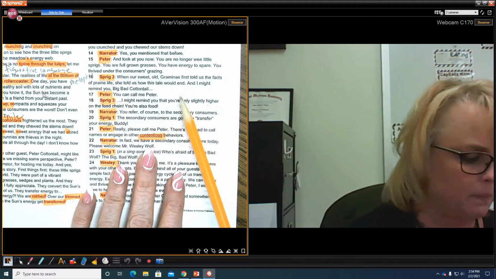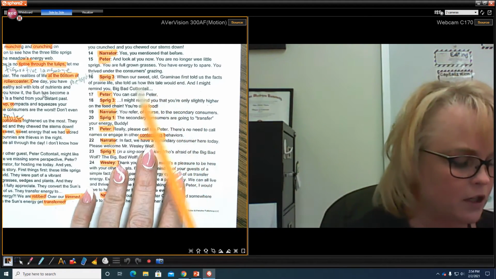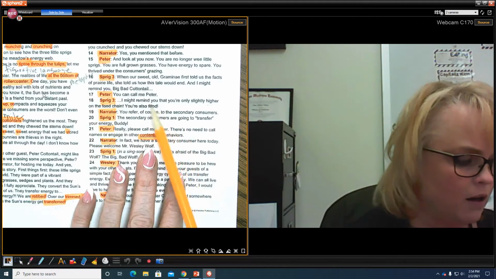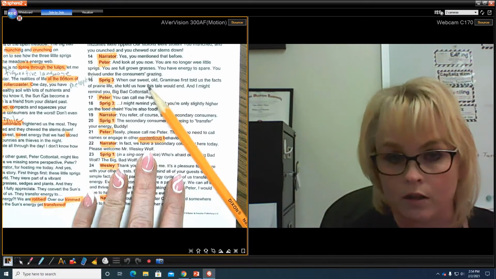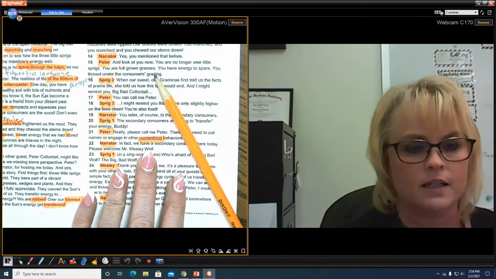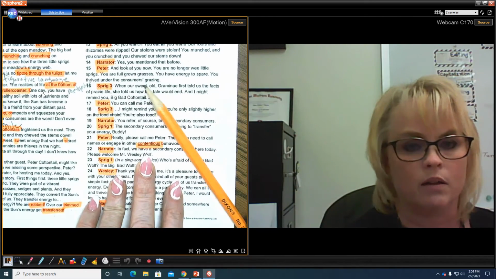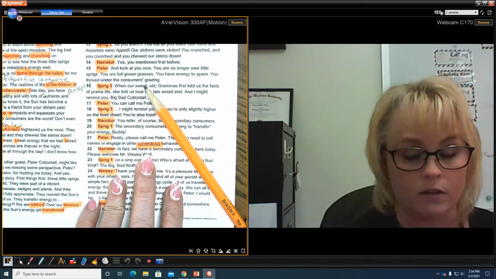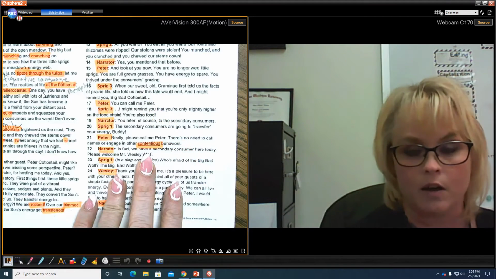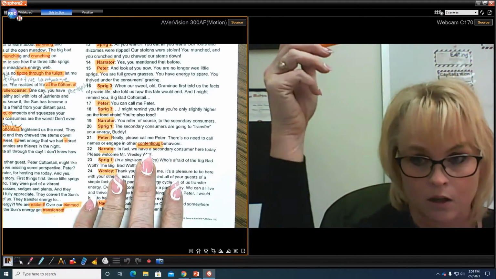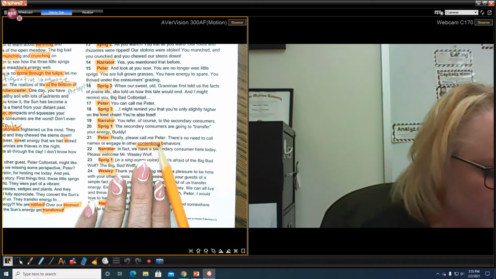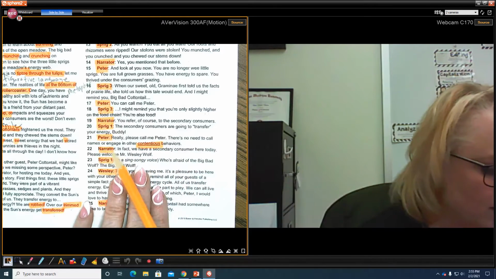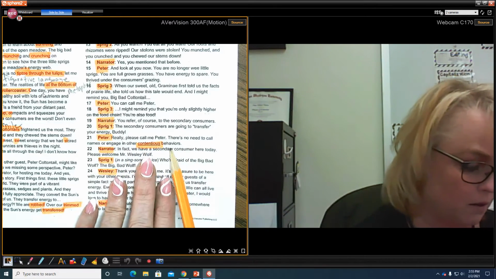If we back up and check for comprehension here, we are talking about how far up we are on the food chain, correct? And they're arguing a little bit about how far up they are. You want to be higher up on the food chain, correct? Because if you're at the bottom, that means that something else is eating you, correct? So really, please call me Peter. There's no need to call names or engage in other contentious behaviors.